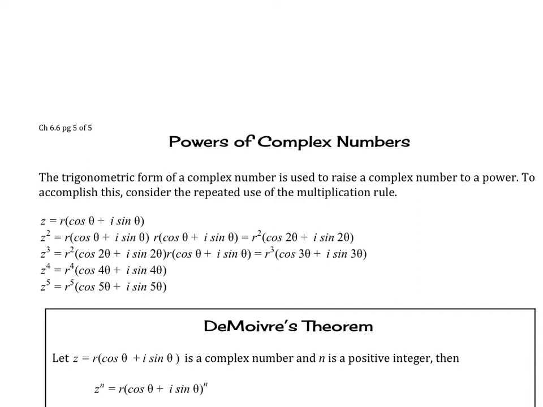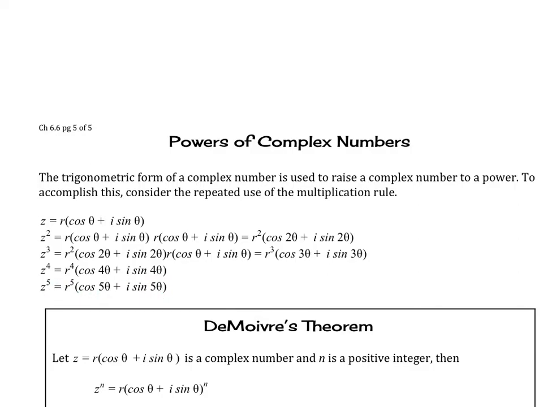So if I did z squared, it is r cosine theta plus i sine theta times r cosine theta plus i sine theta. Notice we would get r squared cosine of 2 theta plus i sine of 2 theta, right? You're just adding those thetas together and you have two of them. If we get z cubed, that's r squared cosine of 2 theta plus i sine of 2 theta, multiplied again by r cosine theta plus i sine theta. Notice what you get is r cubed cosine of 3 theta plus i sine of 3 theta. And so you're probably noticing the pattern there. So z to the fourth is r to the fourth cosine of 4 theta plus i sine 4 theta, and so on.